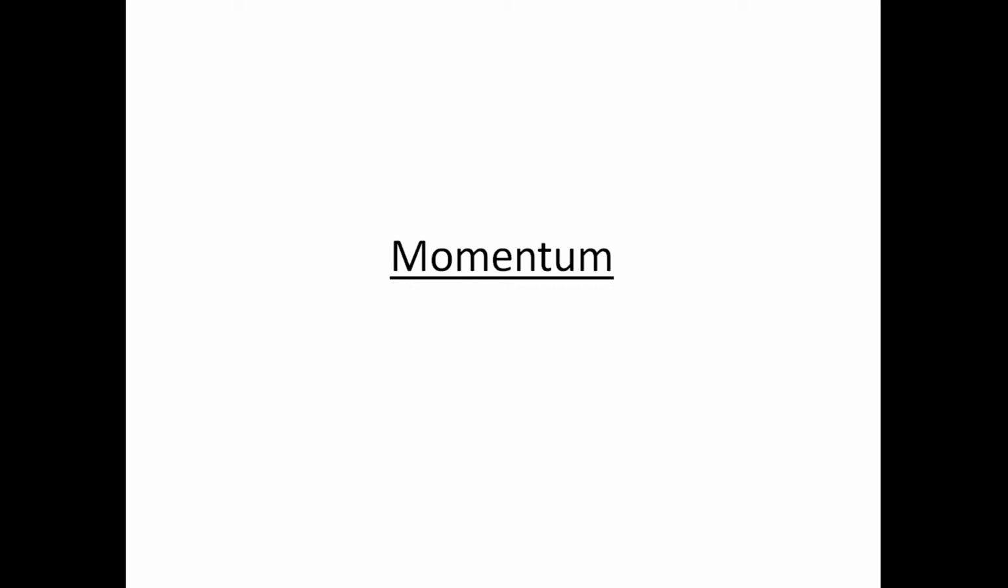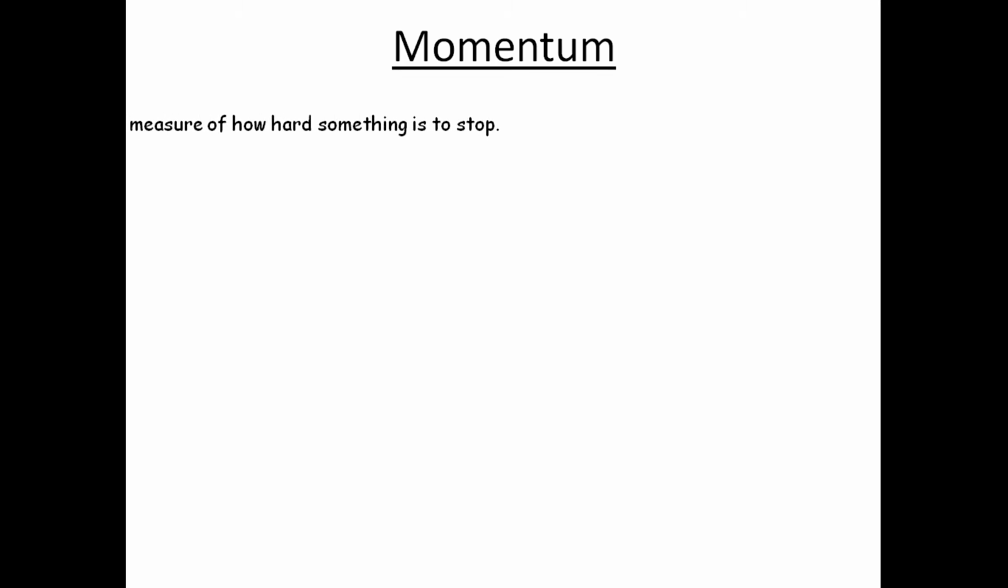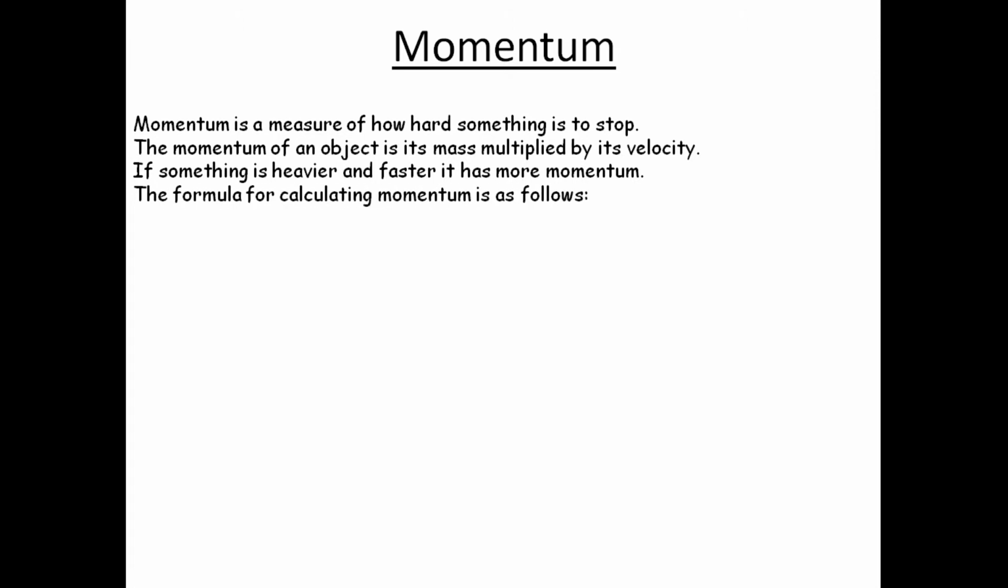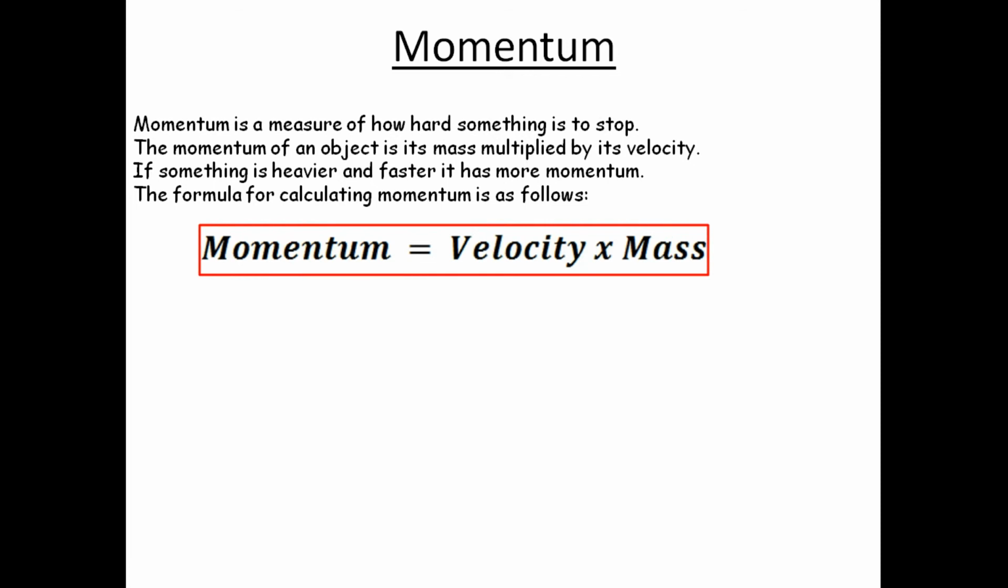Okay, so we'll look at momentum now. Momentum is a measure of how hard something is to stop. The momentum of an object is its mass multiplied by its velocity. If something is heavier and faster, it has more momentum. The formula for calculating momentum is as follows. Momentum equals velocity multiplied by mass.